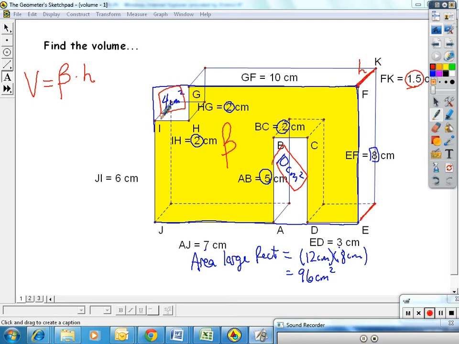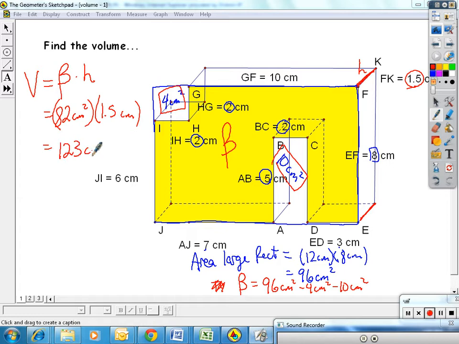To find the area of the base, I'm going to call it big B, it's going to be 96 centimeters squared, take away 4 centimeters squared, take away 10 centimeters squared. When we subtract that away, we get 82 centimeters squared. Multiplying it now by my height, which is 1.5 centimeters, we get 123 centimeters cubed.